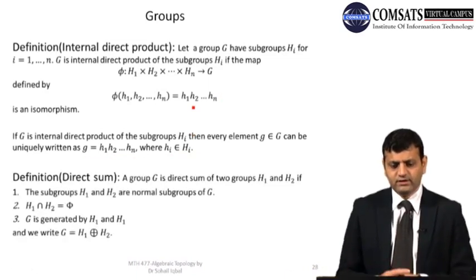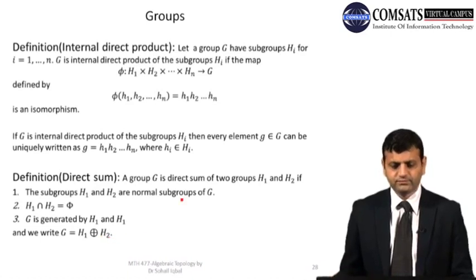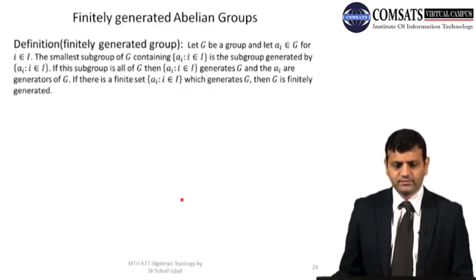So what is a direct sum? A group G is the direct sum of two groups H1 and H2 if the subgroups H1 and H2 are normal subgroups of G, their intersection is trivial, and G is generated by H1 and H2. We write G is equal to H1 direct sum H2. Once again, we will see many examples of this direct sum later in our course.